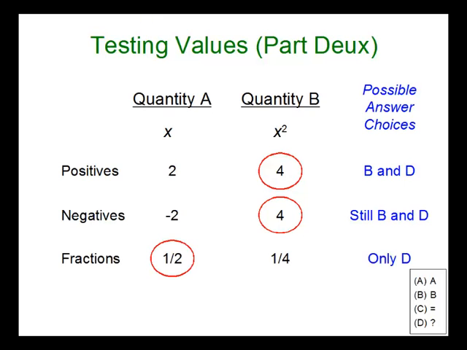We haven't proven B, notice, with two cases. It's easier to try to prove D by finding an exception. So fractions provide the exception. That's another case where when you take them to a higher power, a fraction times a fraction gets smaller. And in that case, A is greater. And we have proven D at that point.